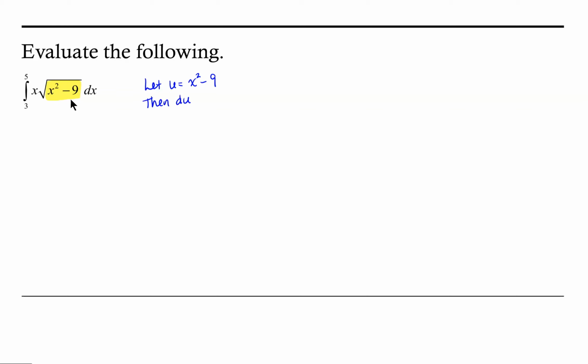Then du is u prime of x dx. So du is 2x dx. Now, as I look at my integral here, I see that I have x and dx, but then I'm missing the 2. So let's go ahead and multiply by 2 and by 1/2. 2 times 1/2 is 1, so we haven't changed the value of this definite integral at all.